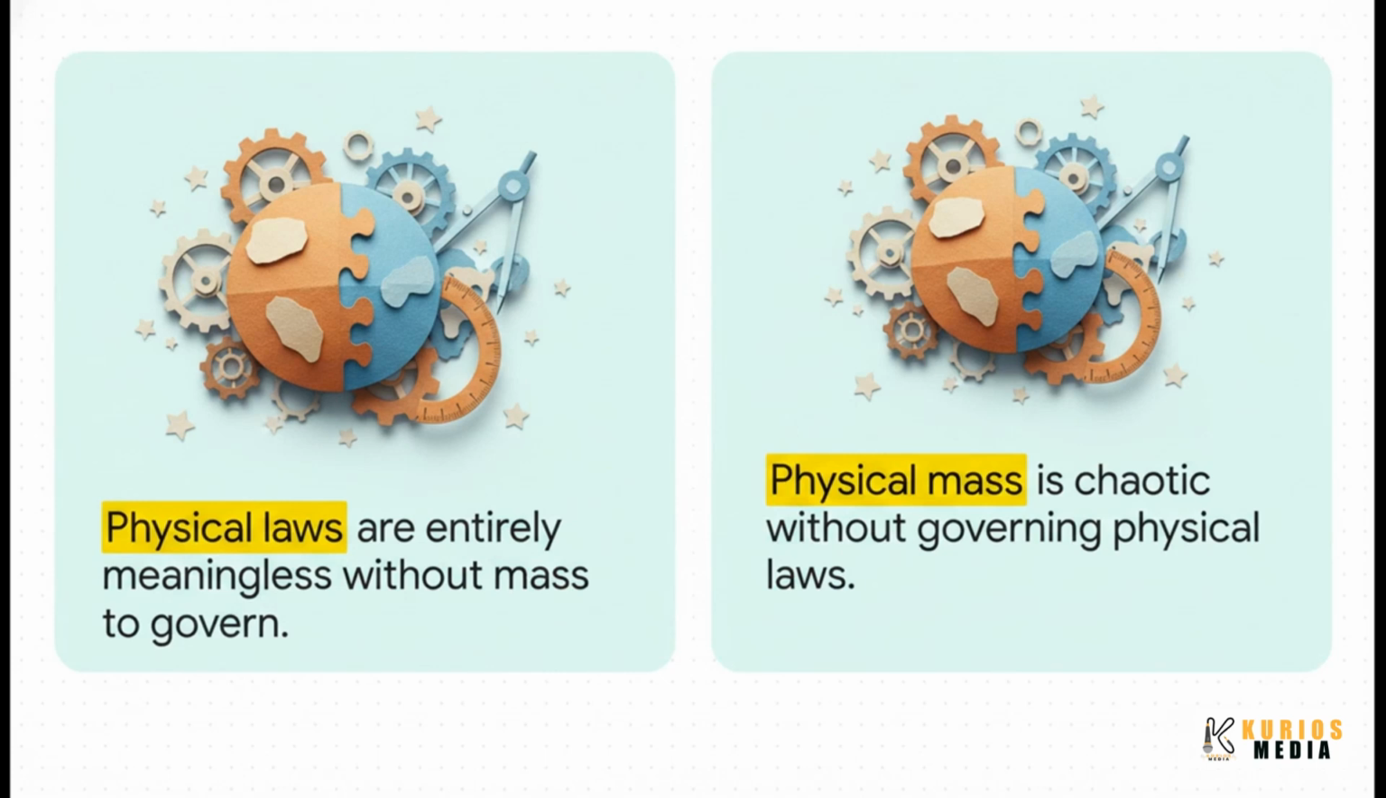To illustrate this on a massive cosmic scale, let's consider the relationship between physical laws and mass. The law of gravity is completely meaningless if physical mass doesn't exist to actually express it, right? But on the flip side, physical mass is completely chaotic without governing physical laws to keep it in order. According to the argument, one absolutely cannot precede the other. Law and matter have to coexist simultaneously to function, which represents an irreducibly complex system right at the very foundation of physics.